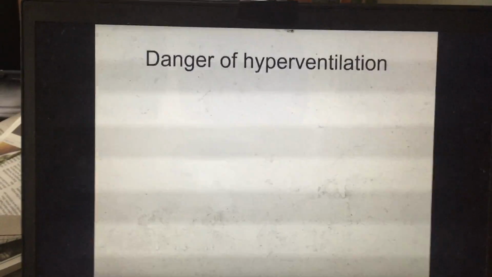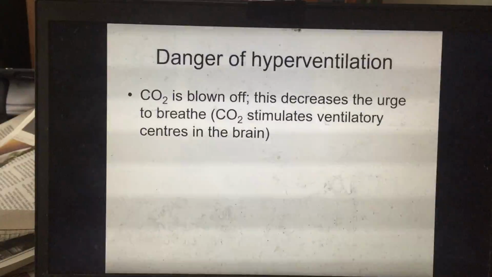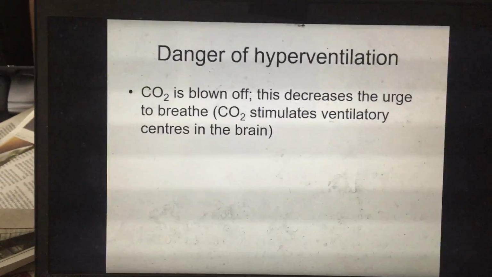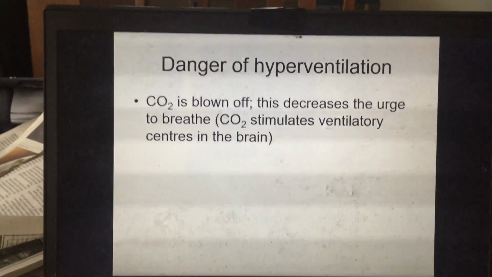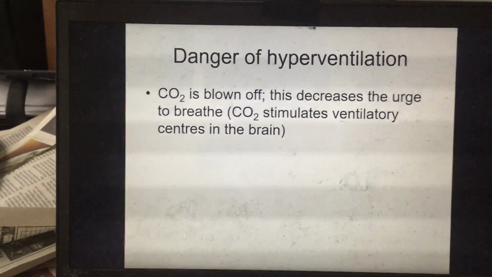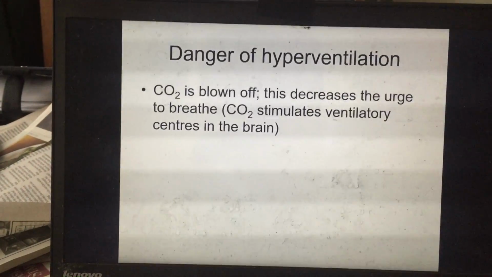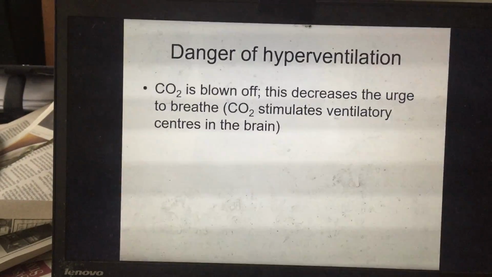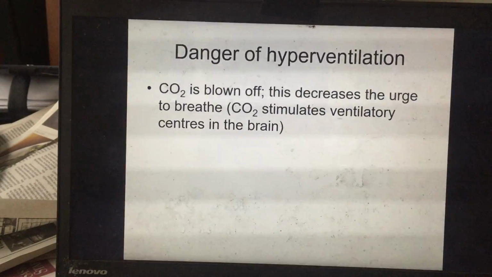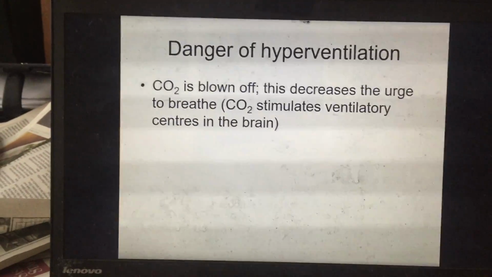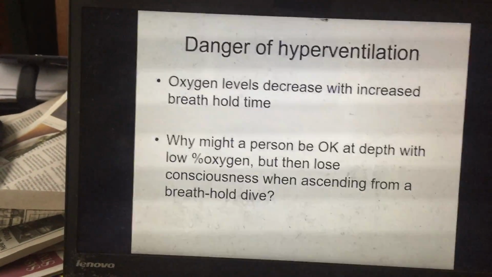It's generally not recommended to use the strategy of hyperventilation to increase your breath hold duration. It can be dangerous, and this slide outlines why. Hyperventilation is effective for increasing your breath hold duration because when you hyperventilate, you blow off carbon dioxide, and it's the carbon dioxide that drives the ventilatory centers in your brain. So it drives your need to breathe, and so hyperventilating increases your ability to hold your breath if you're underwater.